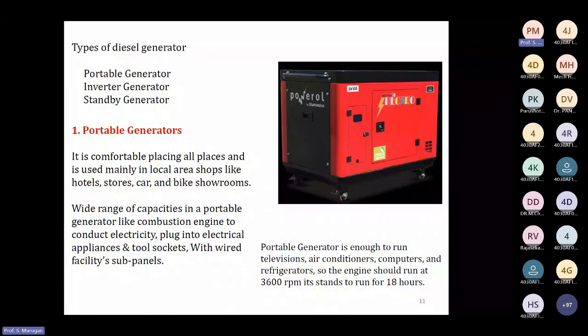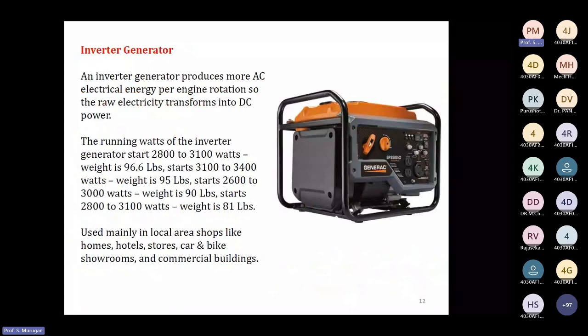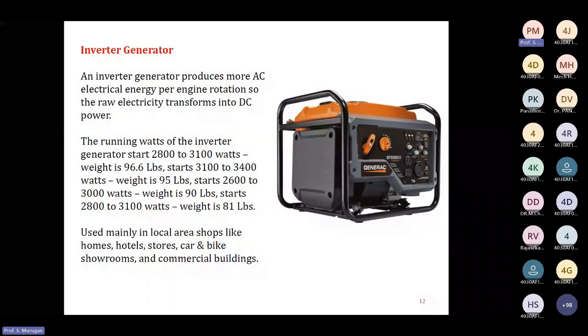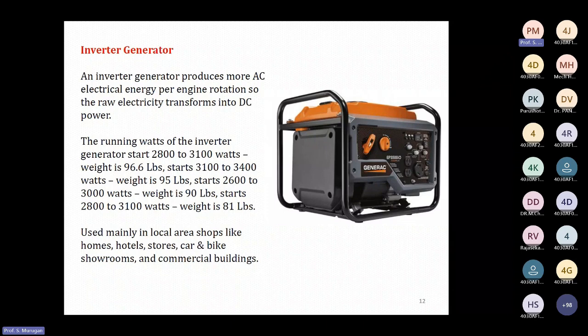Then second one is inverter generator. Nowadays, of course, people with big houses install this inverter generator, which can give electrical input to the entire house. The only thing you need is an inverter which can convert DC to AC, which is applied to your house. This kind of inverter generator is mainly used in shops, hotels, stores, big commercial buildings. Everywhere you can see this inverter generator.